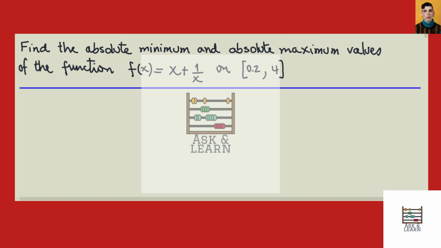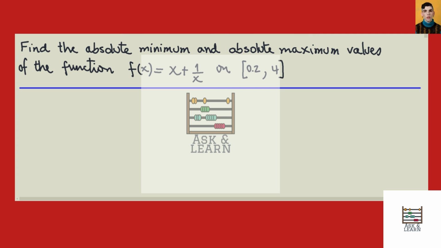Let's find the absolute minimum and maximum values of the function f(x) = x + 1/x on the closed interval [0.2, 4]. First thing we've got to notice here is that this function is continuous on the interval [0.2, 4], because the only value of x for which we will have discontinuity of this function is x = 0, which is not included in this interval. So f is continuous, the interval is a closed interval, so we know f attains its extreme values on that interval.